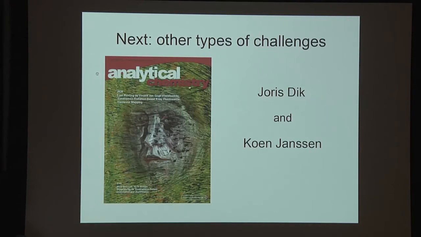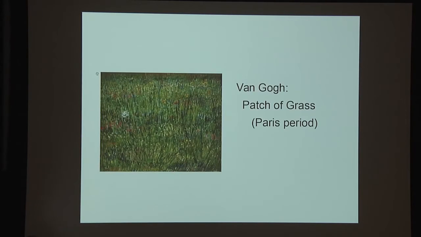So this is a project for which I was approached by Joris Dik. Joris Dik and Koen Janssen are 2 material scientists. Joris Dik has a degree also in art history, who made the front cover of the Journal of Analytical Chemistry with an investigation of a painting by Van Gogh that's illustrated here. So the painting that they examined is called A Patch of Grass, een polletje gras. It's from his Paris period, and it's a study of grass in bloom.